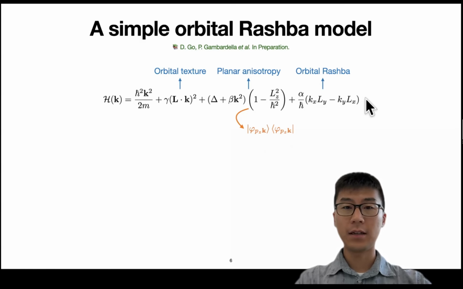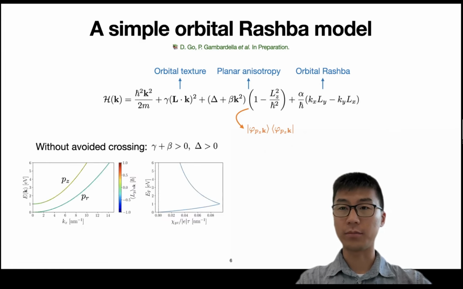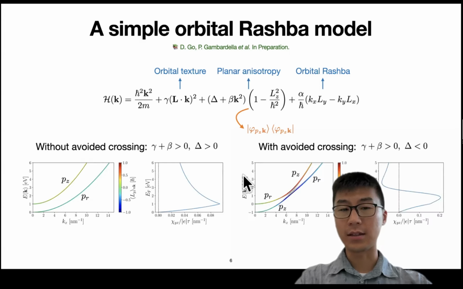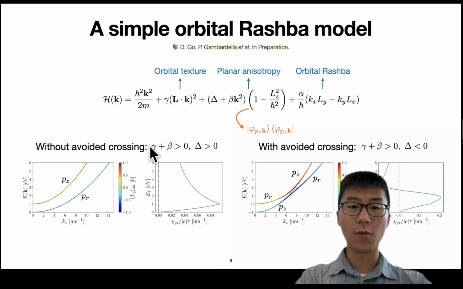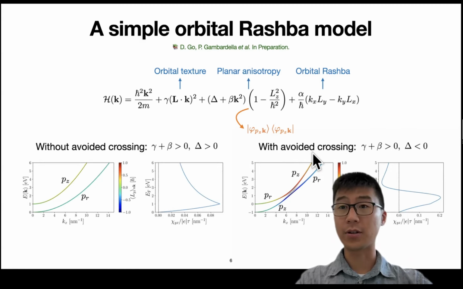And I leave solving this Hamiltonian to you, and you can solve and obtain the band structure and also the orbital angular momentum expectation value. There are two regimes that you can study: whether there is avoided crossing or whether there is no avoided crossing. And this depends on the parameter regime.